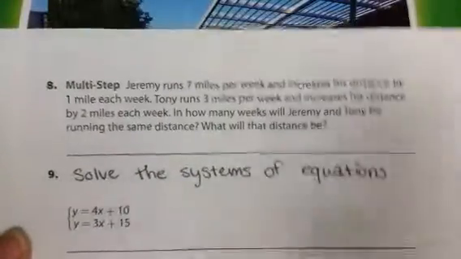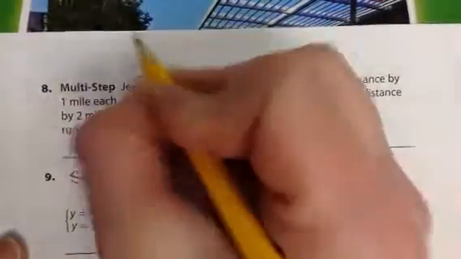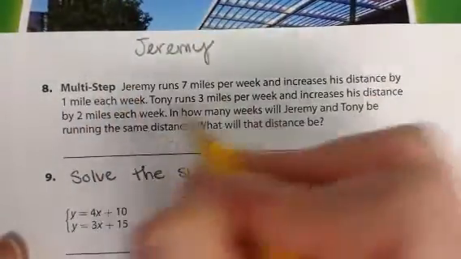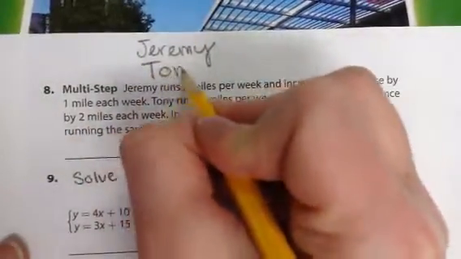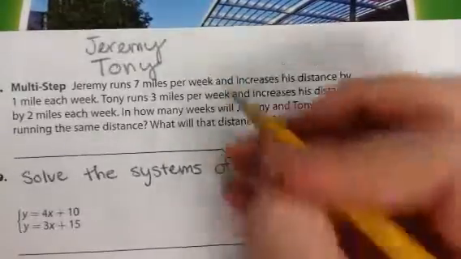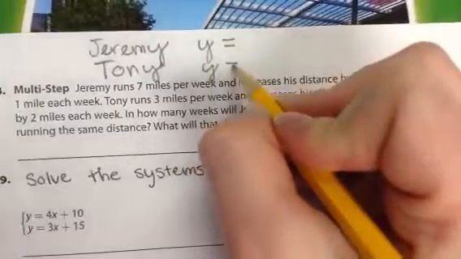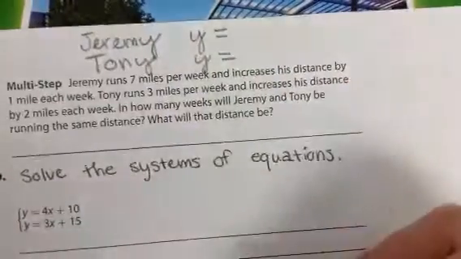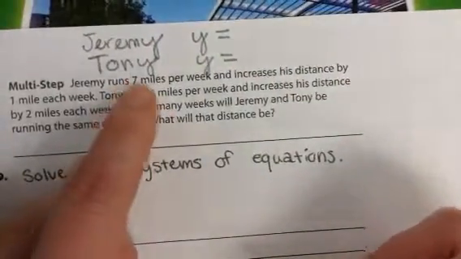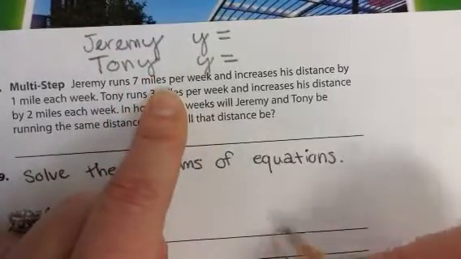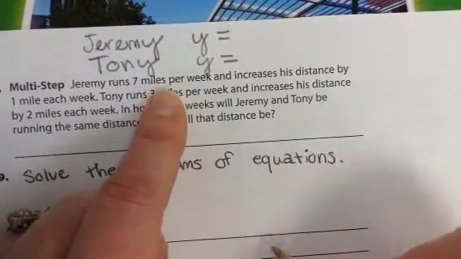Okay. So I'm going to have Jeremy, and I have Tony. We're going to start the equation with y equals, and y is going to stand for their total amount of miles. So I know that Jeremy does run 7 miles per week, but increases it by 1 mile a week.